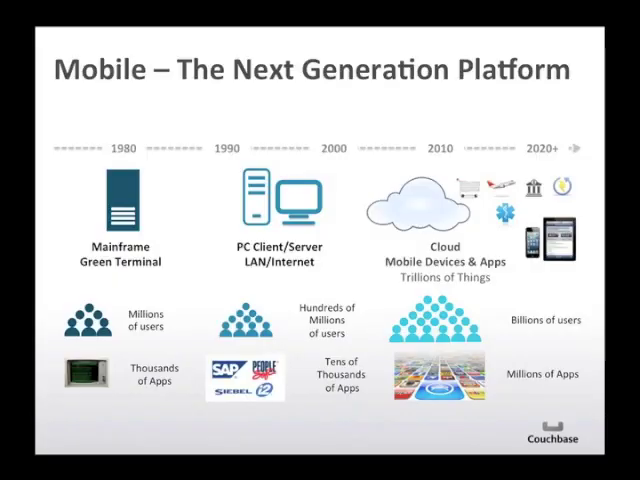So let's take a step back first to see how applications have changed over time. Back in the 1970s, 80s, we were looking at applications being served from a monolithic mainframe, serving thousands of apps to millions of very specific users, operators that were using those apps. But as we progress into the PC era, we're now looking at an architecture of client to server, servers that were now monolithic enterprise databases using, for example, SAP, PeopleSoft, and this was being served to now hundreds of millions of users.